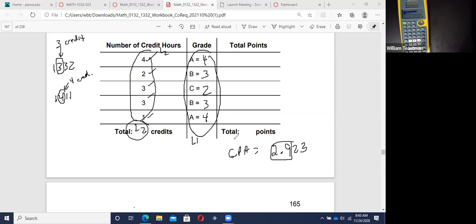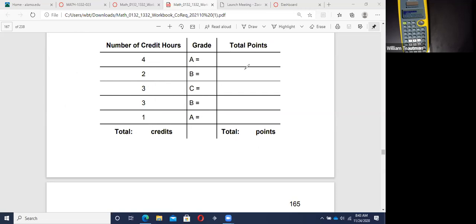The grades for those particular classes go into list 1, and the credit hour and the grade for that particular class have to be in the same spot in the list. You can't put them out of order, or you'll get the problem wrong if you're using the calculator. So they must match up.